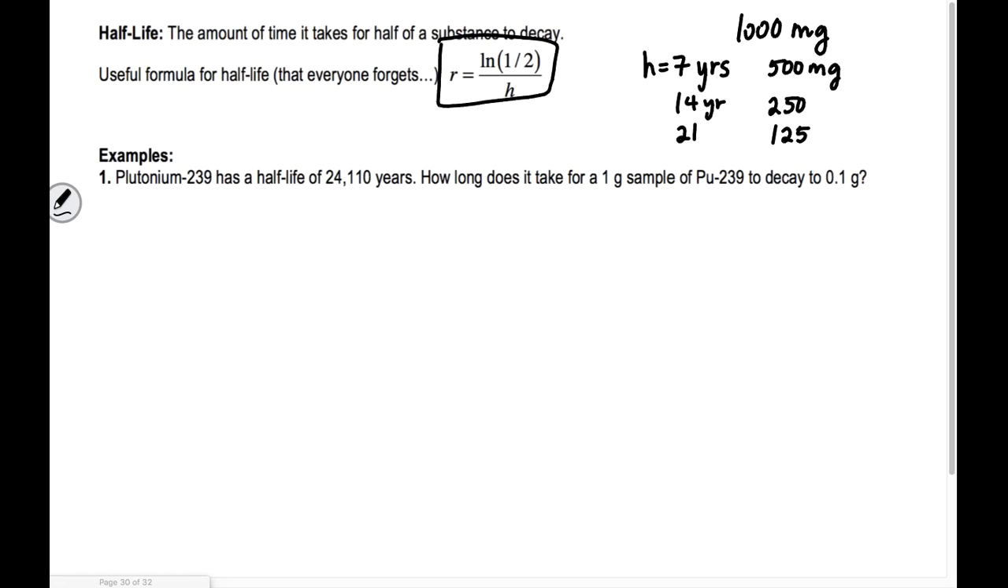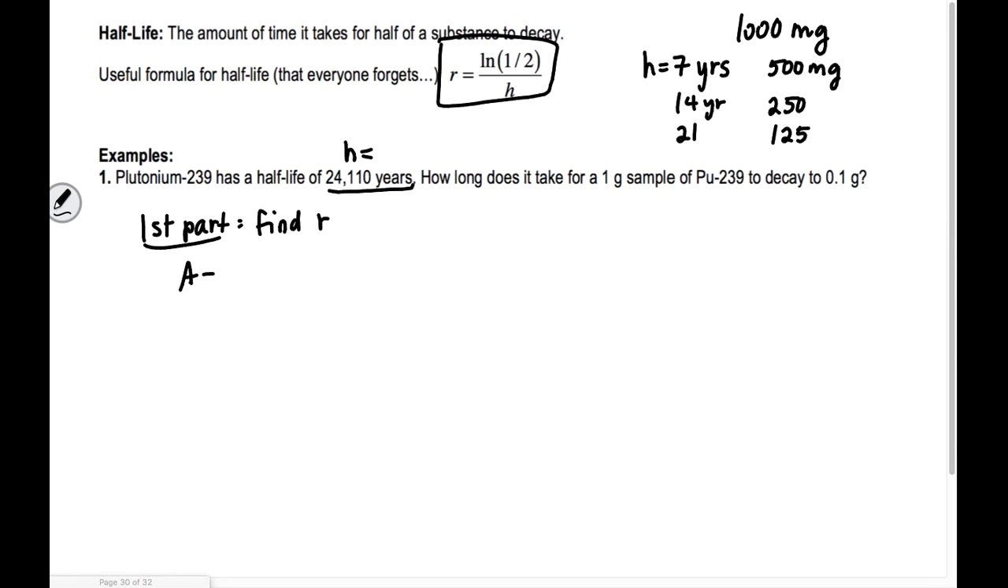So it says plutonium-239 has a half-life of 24,110 years. So that's our half-life, H. How long does it take for a 1 gram sample of plutonium-239 to decay to 0.1 grams? Okay, these half-life problems, if you don't memorize that formula, are 2-part problems. The first part is always to find the rate. So we're finding the rate of decay. It's going to be a negative number because we're decaying.